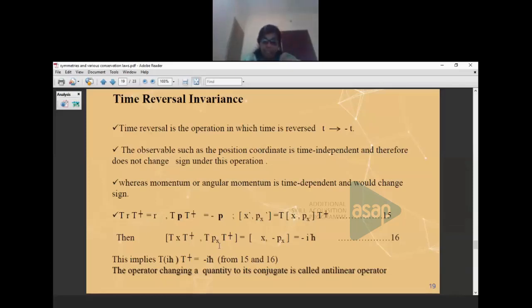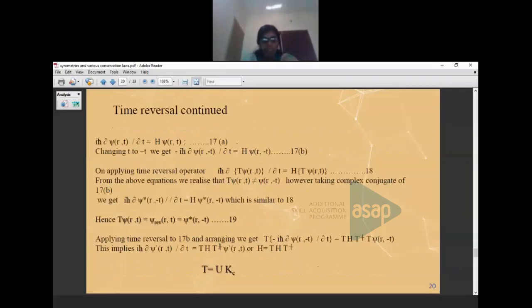Now, what is the basic concept of an anti-linear operator? Suppose you have a function, a ket c x. You apply an operator A, so it becomes A on c x. If you get c star times A x instead, then it is anti-linear. This anti-linear property is what makes time reversal invariance different from the others. Now, let us continue with our time reversal.